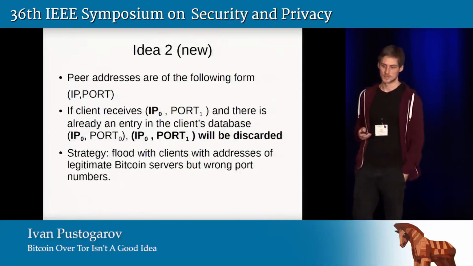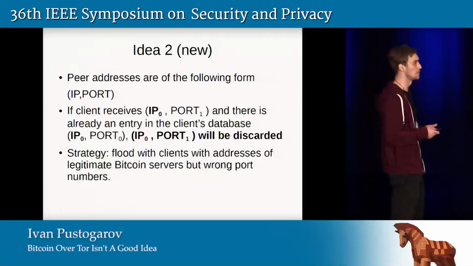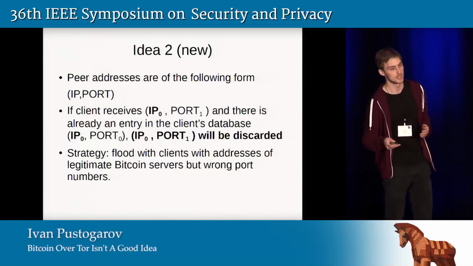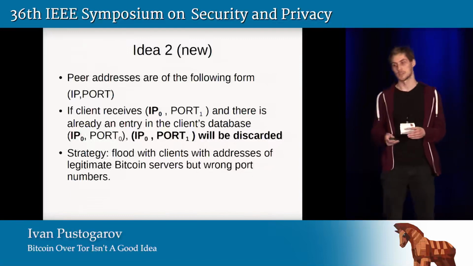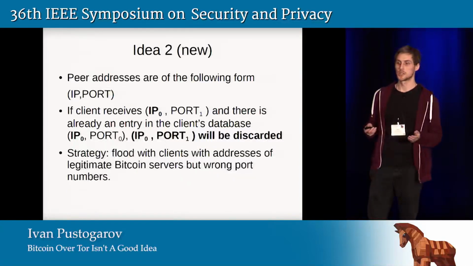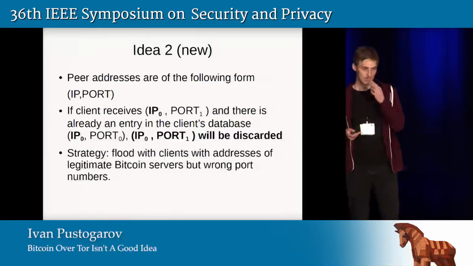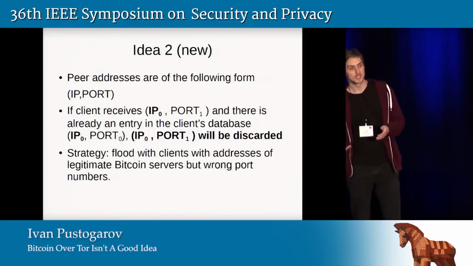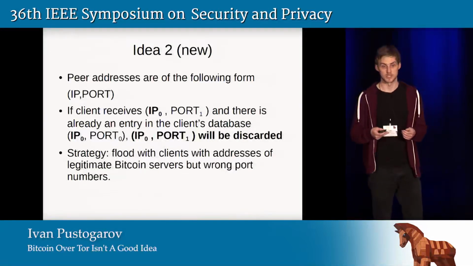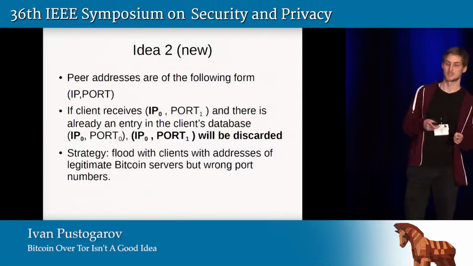The second attack is based on the fact that if I already store an address of a Bitcoin peer, I don't consider its port number when I decide to store it or not. This suggests the following strategy. I broadcast in the Bitcoin network IP addresses of legitimate peers, but with the wrong port numbers. Then clients try to connect to those wrong port numbers, which obviously fails. At the same time, when they receive an update of this IP address, they will not store those new IP addresses in the database because they already have the IP, but the port numbers are different.